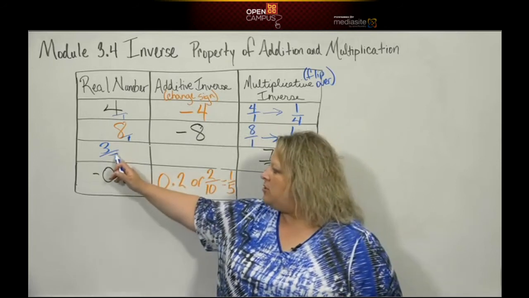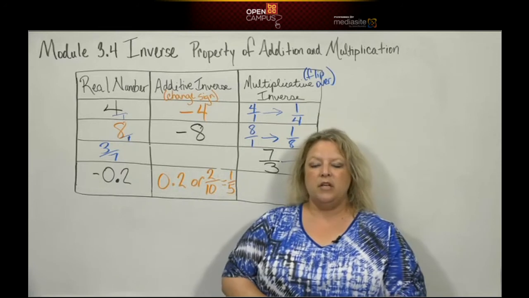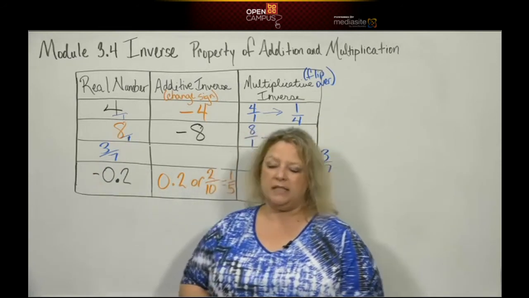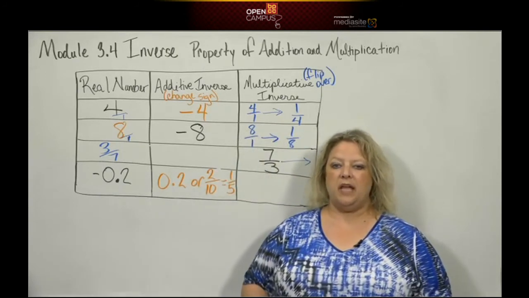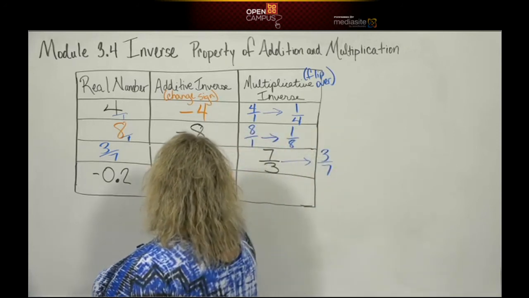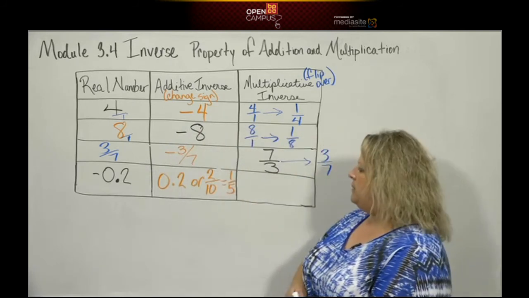If I have my original number, now I can do my additive inverse. So if the original number was 3/7, what would the additive inverse be now? Remember, additive inverse just means change the sign. So it would be -3/7. Very good.